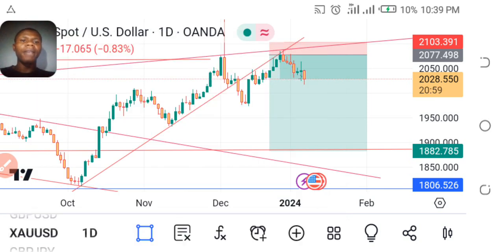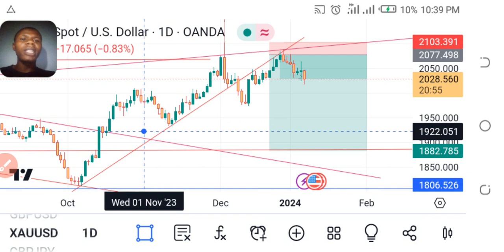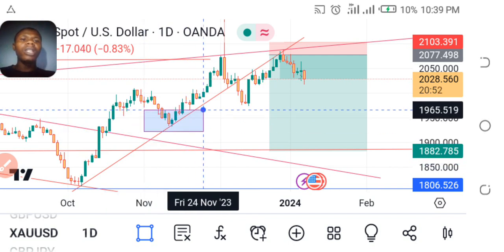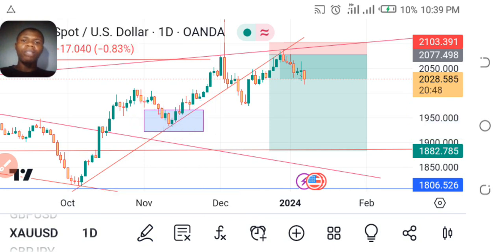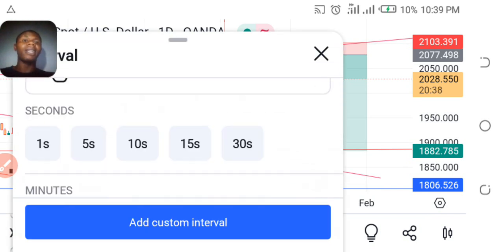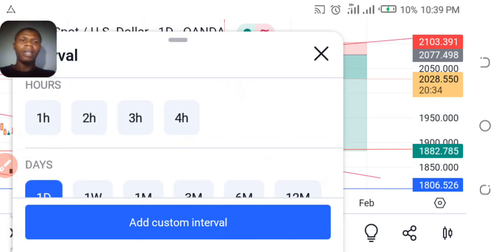Don't forget, in the daily, the market gave us a morning star, right? It gave us a morning star. Now we're going to be going down to 4 hours. Then I'll stop at 1 hour, because I like doing analysis from higher time frame. I'm a swing trader besides, so I like doing analysis from higher time frame. So let's check 4 hours.